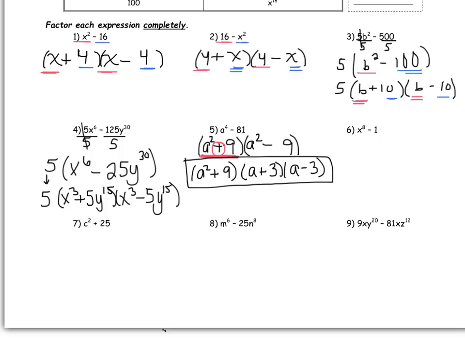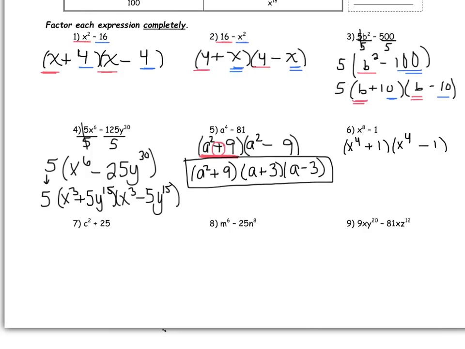Okay, let's look at number 6. So, is there a GCF between x to the 8th and 1? You should be telling me no. Is it a difference, yes, of 2 perfect squares? X to the 8th is a perfect square because it's an even power. Is 1 a perfect square? Yeah, because 1 times 1 is 1. So let's set it up as 1 times 1 gives me 1, and take half of the exponent, so x to the 4th, plus minus.